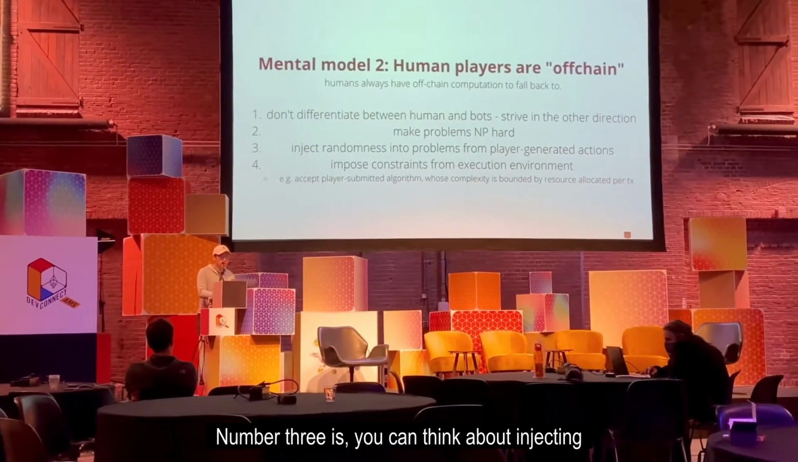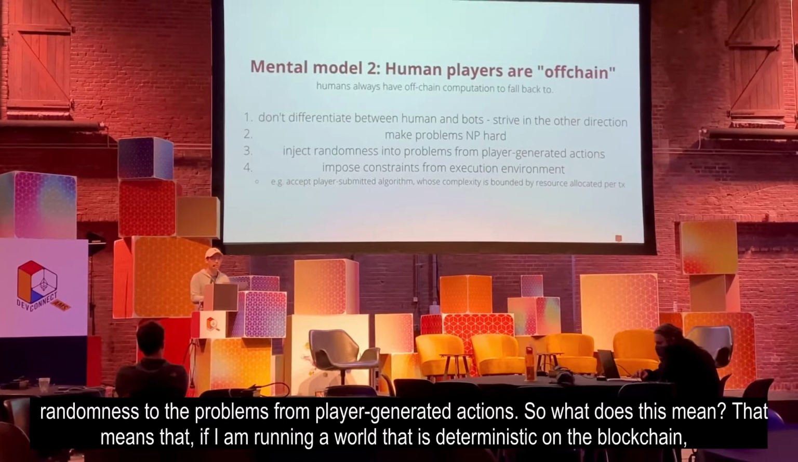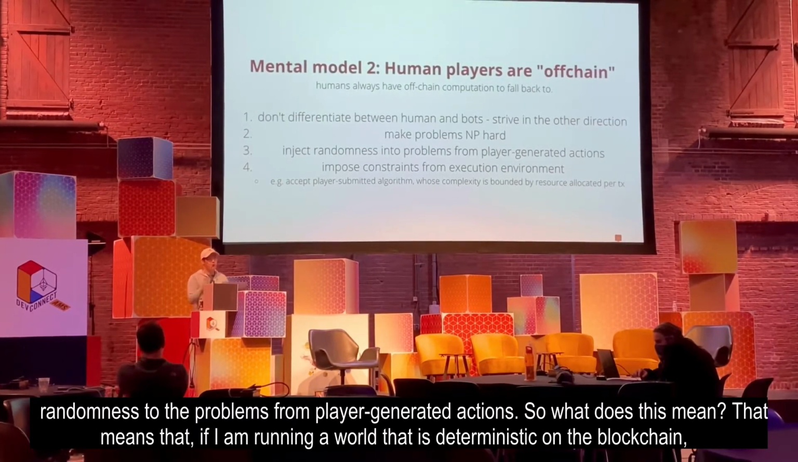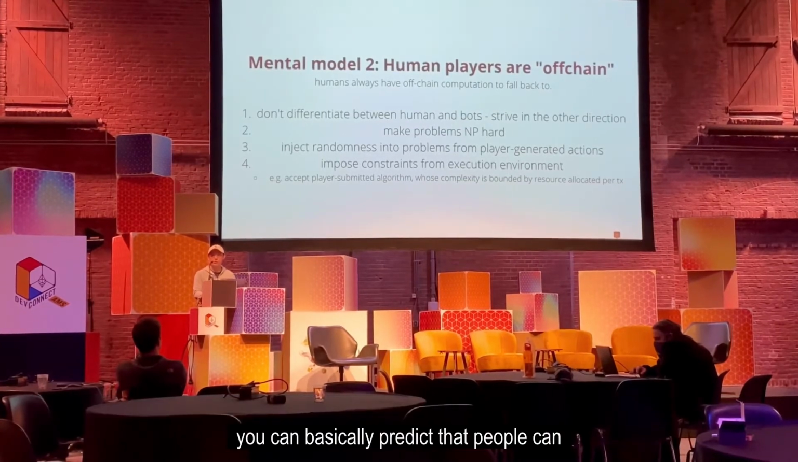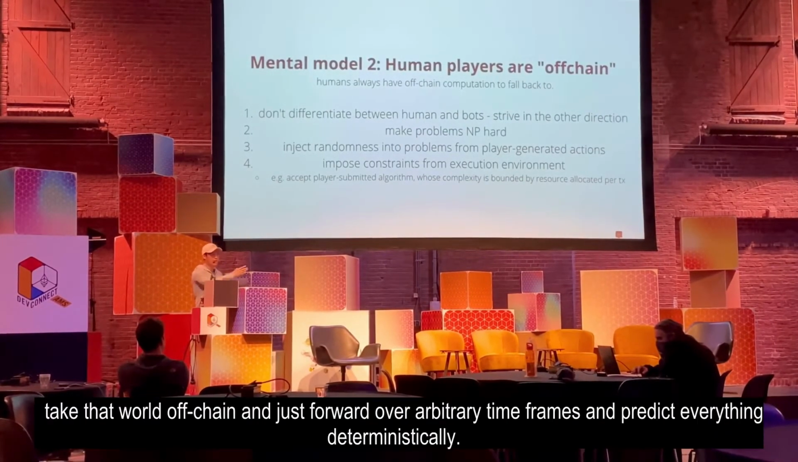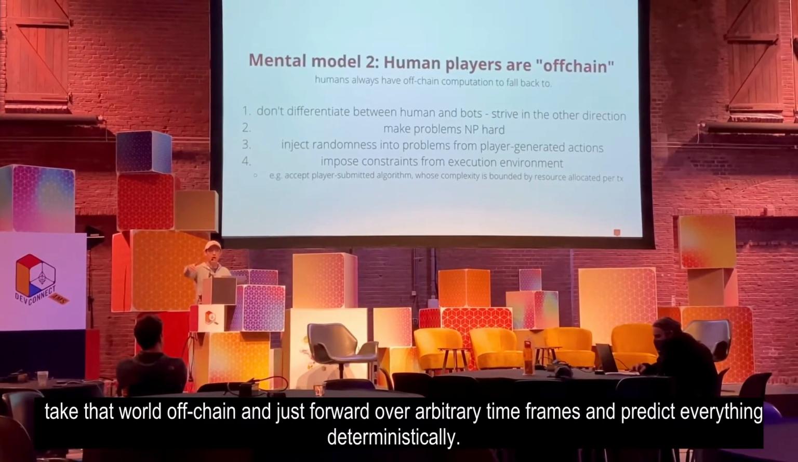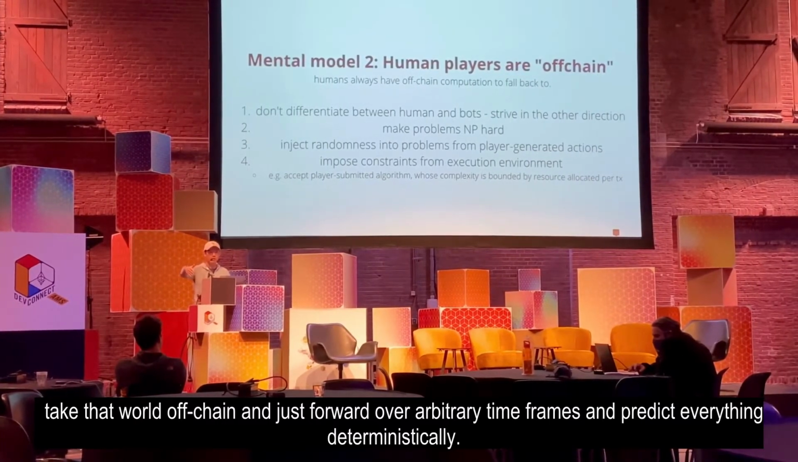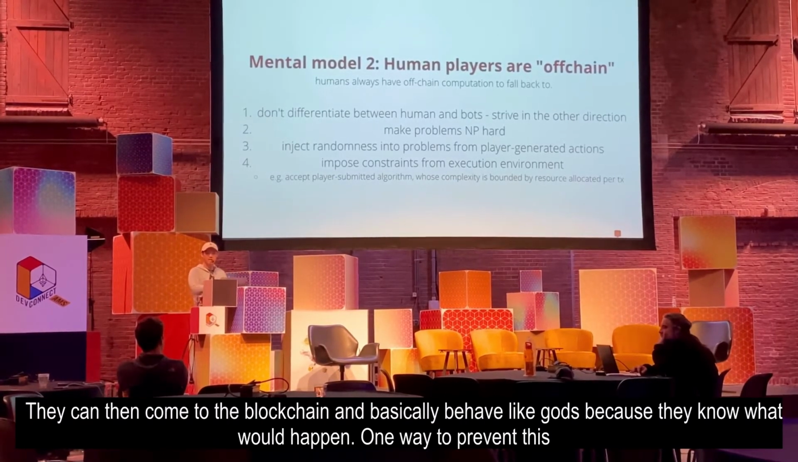Number three is, you can think about injecting randomness into the problems from player-generated actions. So what does this mean? This means that if I'm running a world that is deterministic on the blockchain, you can basically predict that people can take that world off-chain and just forward it over an arbitrary time frame and predict everything deterministically. They can then come to the blockchain and basically behave like gods because they know what will happen.